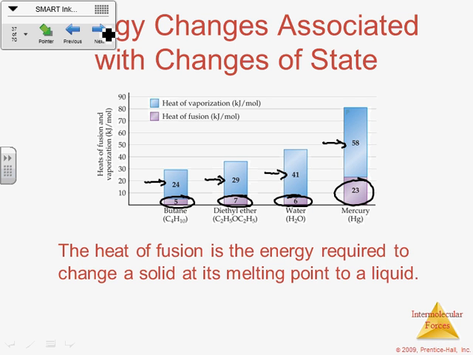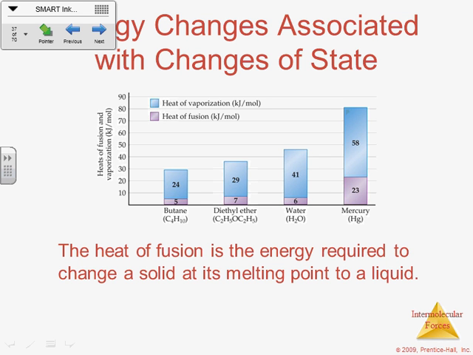But the other thing to notice here, butane has the lowest heat of fusion, lowest heat of vaporization, because it's the easiest one to get to turn into a gas, okay? Because, again, it's nonpolar, it's not all that big, okay? So that one will change into a gas at a lower temperature, or you'll have to add less heat to it.